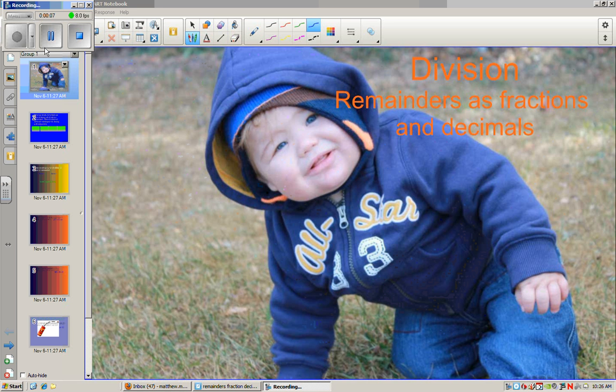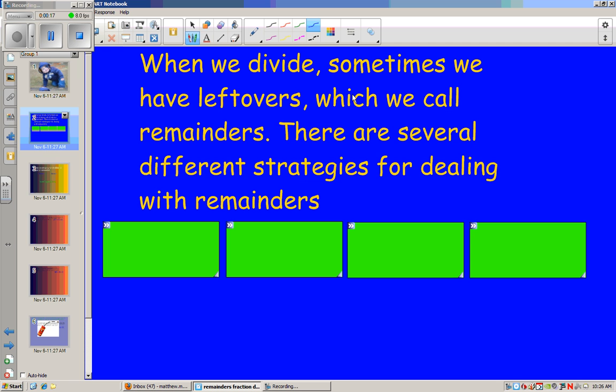Today we're going to be talking about division, and with division, remainders. And with remainders, remainders as fractions or remainders as decimals. So when we divide, sometimes we have leftovers, which we call remainders. And there's several different strategies for dealing with remainders.